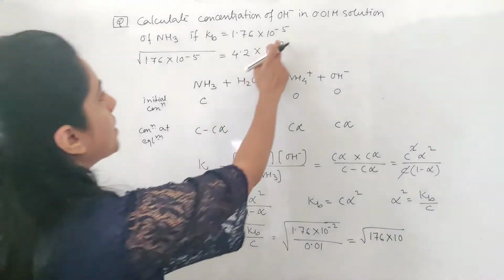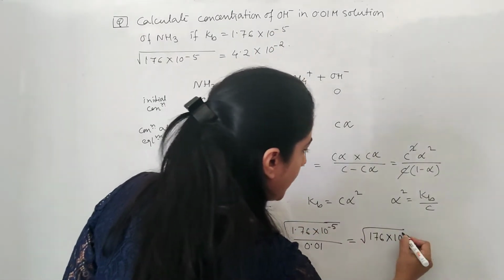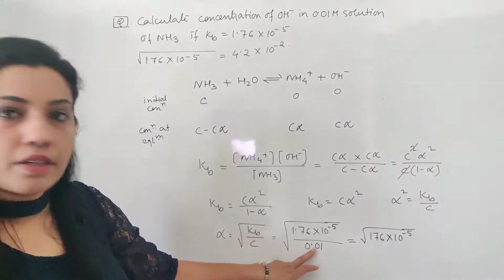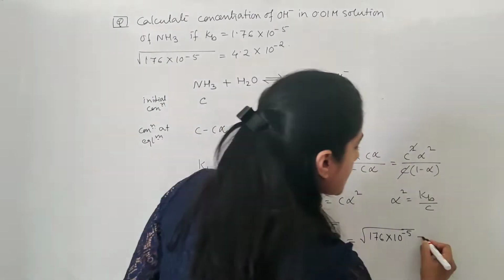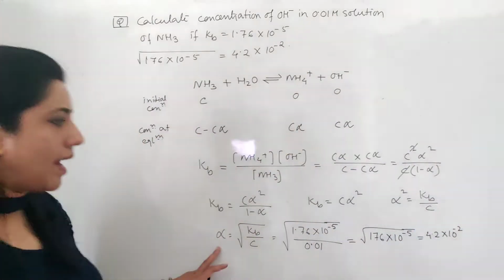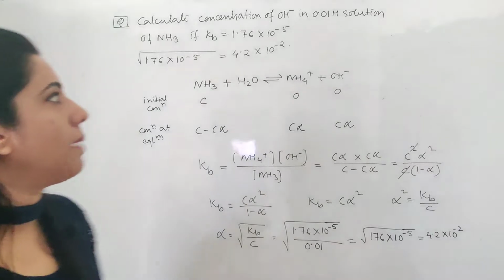The value of this is 10 raised to power minus 5. I'm so sorry. This is 10 raised to power minus 5. Now the point removes from here. So 176 into 10 raised to power minus 5, which is given, that is 4.2 into 10 raised to power minus 2. So this is the value of alpha we got. Alpha is equal to 4.2 into 10 raised to power minus 2.